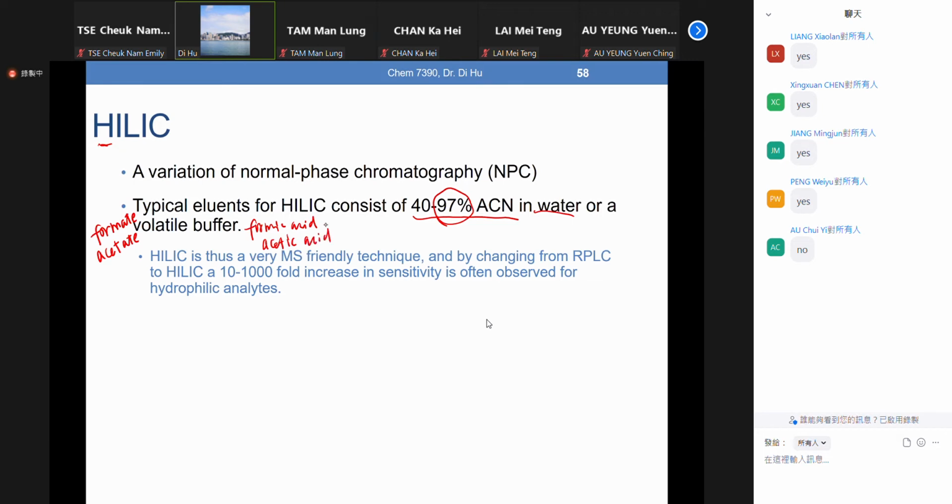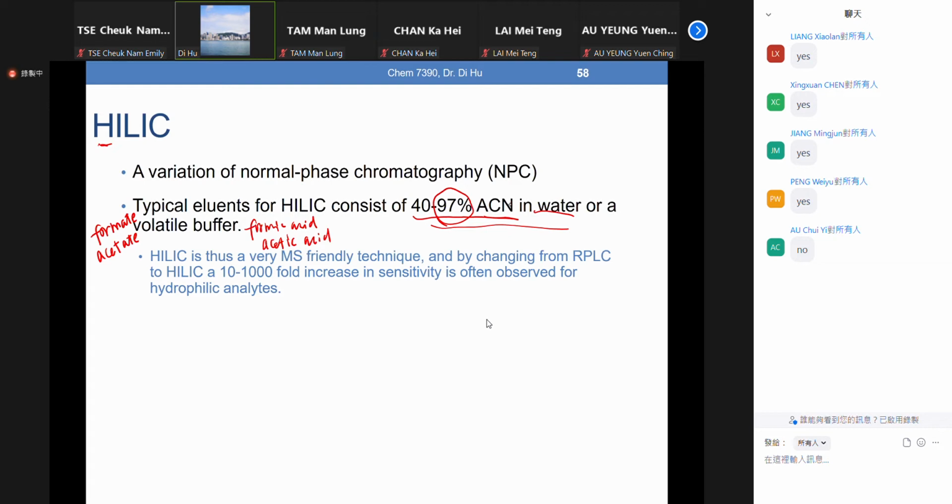So they're good too. Those buffers have very good solubility, even in high concentrations of organic solvents. That means they are perfect buffers for the HILIC mobile phase. Therefore, HILIC is a very mass-friendly technique. Why? Several things. One thing is that it can use a high fraction of ACN.